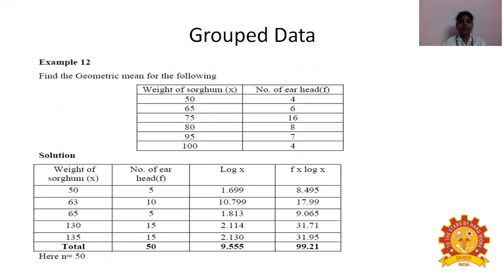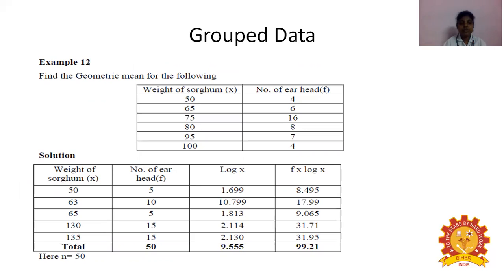For grouped data, find the geometric mean for the following data. Weight of sorghum: 50, 65, 75, 80, 95, 100. Number of earheads: 4, 6, 16, 8, 7, 4.